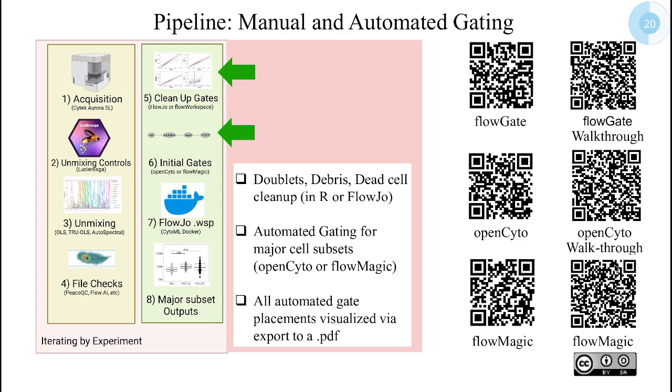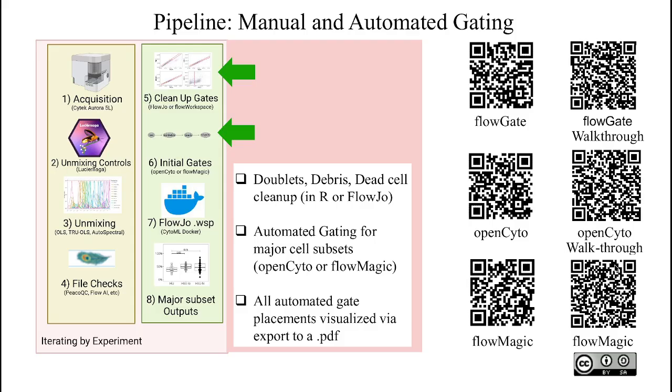Once that's done, we need to clean out the doublets, debris, or the dead cells. We can do this in either R or FlowJo, but then we're relying heavily on automated gating within R to gate down for the major cell subsets, using either the OpenCyto package or, more recently, the FlowMagic package, which Sebastiano has been working on.